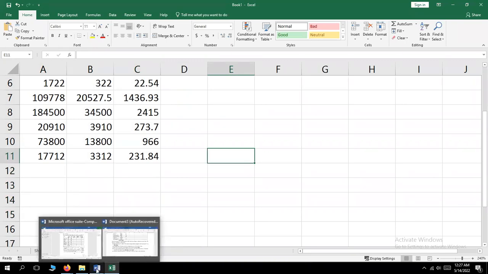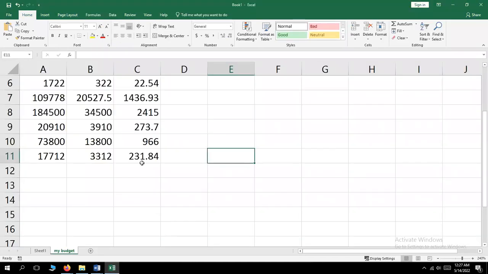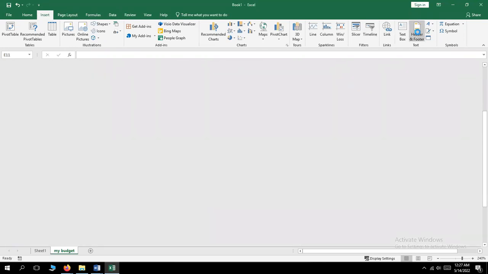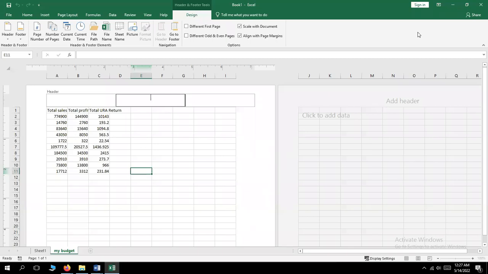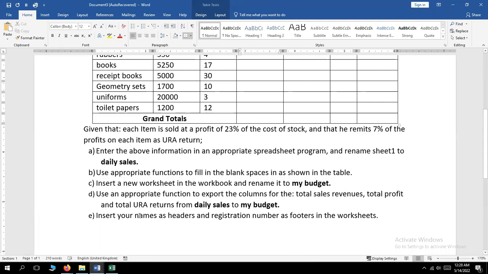Then the next task is asking us to insert your name as headers and registration number as footers. So to do that, going back to our worksheet, we shall go to the insert tab on our ribbon in Excel. Then we have header and footer. So once we get to header and footer, we're able to type what we want in our header section. For example, they have asked us that under header, we're supposed to type name, and registration number, we're supposed to type it in the footer.